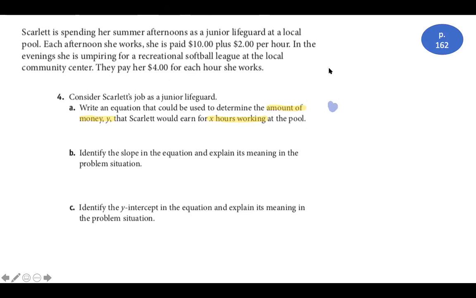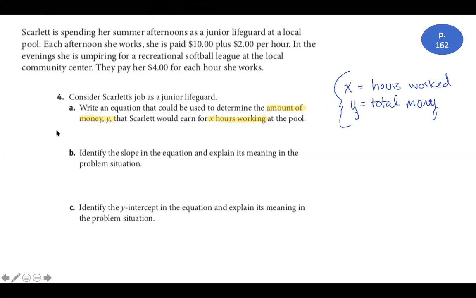If I didn't give that to you, and I won't on the quiz, I would want you to write Y is equal to total amount of money, and X is equal to the hours she worked. Try to get in the habit of doing this. It's really important. It's going to make you better at word problems, and you're going to lose points on the quiz if you do not do it.